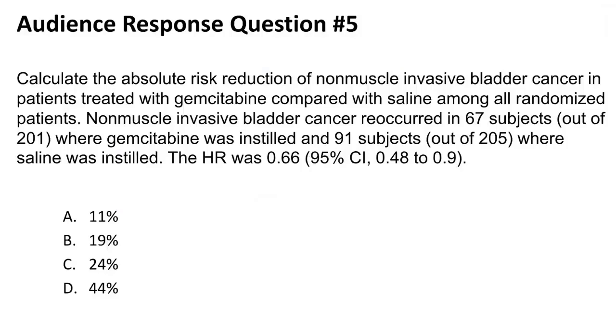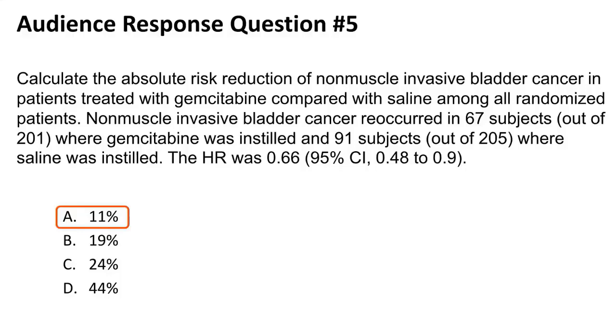Okay, let's have some more practice. Calculate the absolute risk reduction of non-muscle invasive bladder cancer in patients treated with gemcitabine compared with saline among all randomized patients. Non-muscle invasive bladder cancer reoccurred in 67 subjects where gemcitabine was instilled and 91 subjects where saline was instilled. The hazard ratio was 0.66 with a 95% confidence interval of 0.48 to 0.9. Again, calculate the absolute risk reduction. The correct answer is A, 11%.